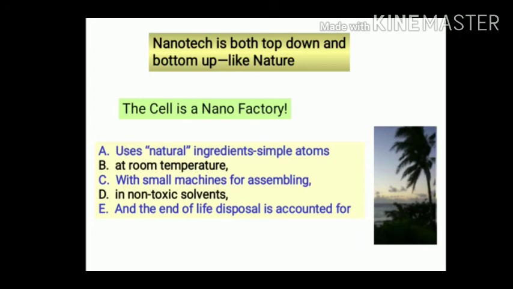The cell is a nanofactory. It uses natural ingredients, simple atoms, at room temperature, with small machines for assembling in non-toxic solvents, and the end-of-life disposal is accounted for. Nanotech is both top-down and bottom-up, like nature.